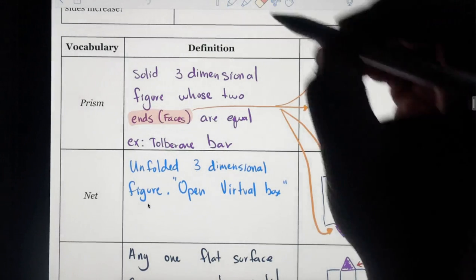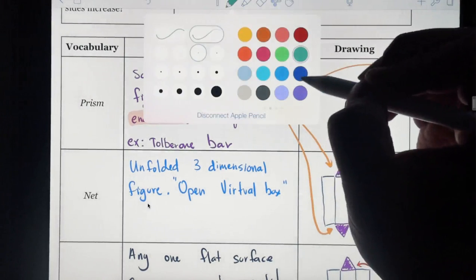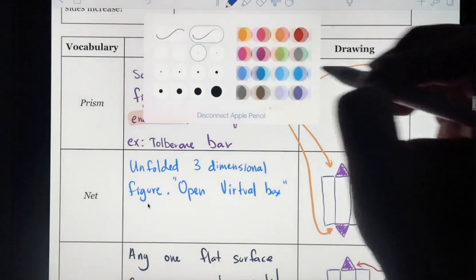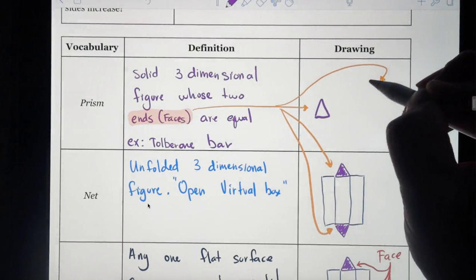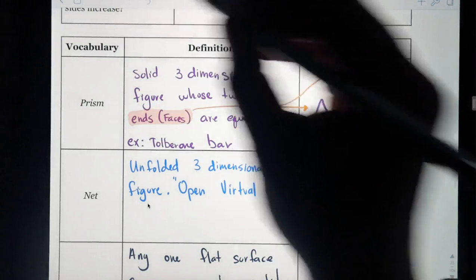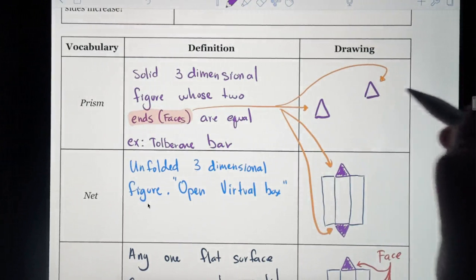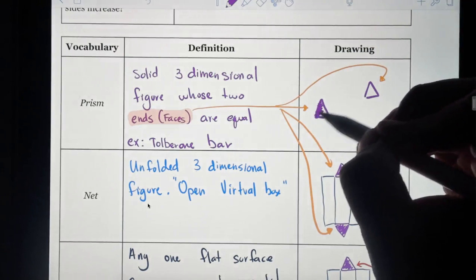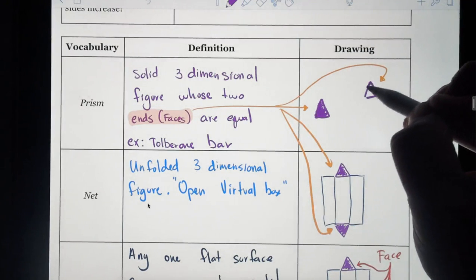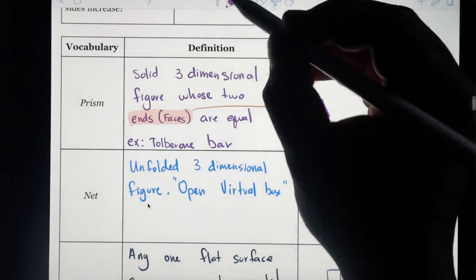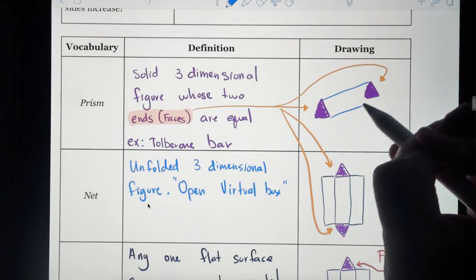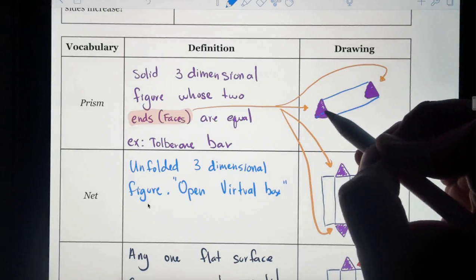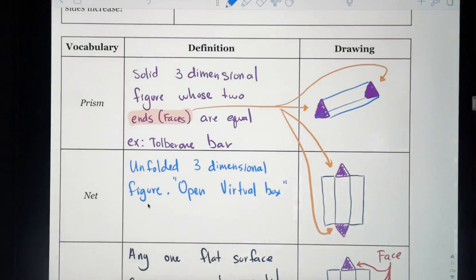So I just start off with the same figure. I'll start off with my triangle. And I'm going to try to draw the same triangle at the other end. So these are my bases, the ends of my figure, and I'm going to connect them top to top, bottom left to bottom left, and dotted lines just behind. There you go, I have my prism.